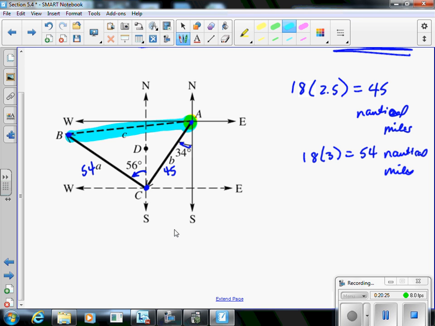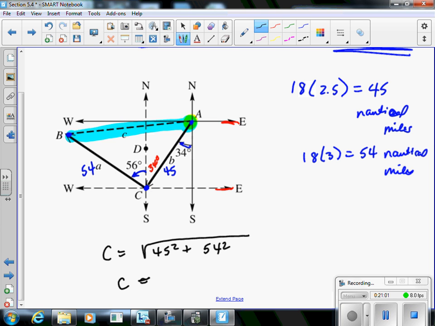34 and 56 is in fact 90. And again, I use the fact that I have parallel lines, and if this is 34, this is 34 by alternate interior angles. 34 plus 56 is 90. So therefore, C is the hypotenuse. With C being the hypotenuse, I then know C is equal to the square root of 45 squared plus 54 squared, and you pump that through your calculator and you'll find that C is approximately 70. So that ship is approximately 70 nautical miles from the port.